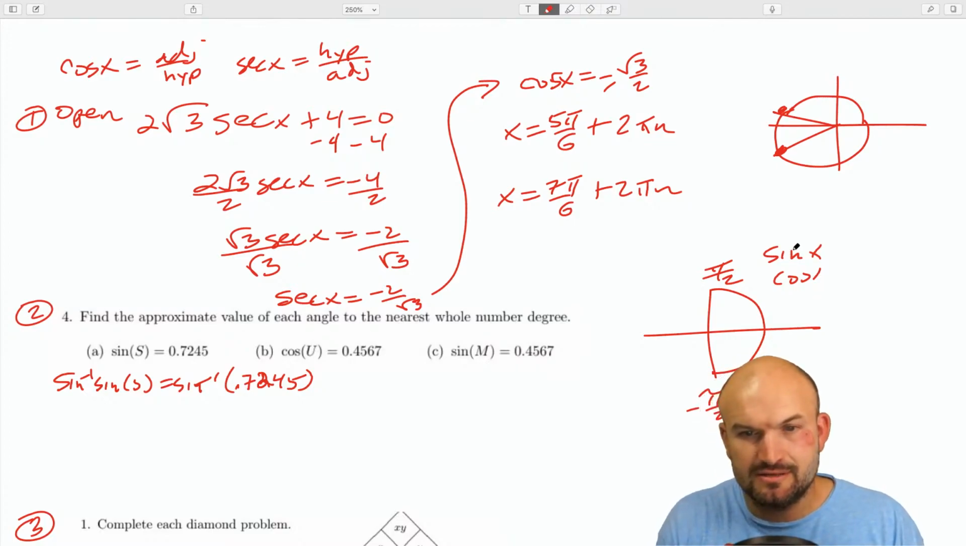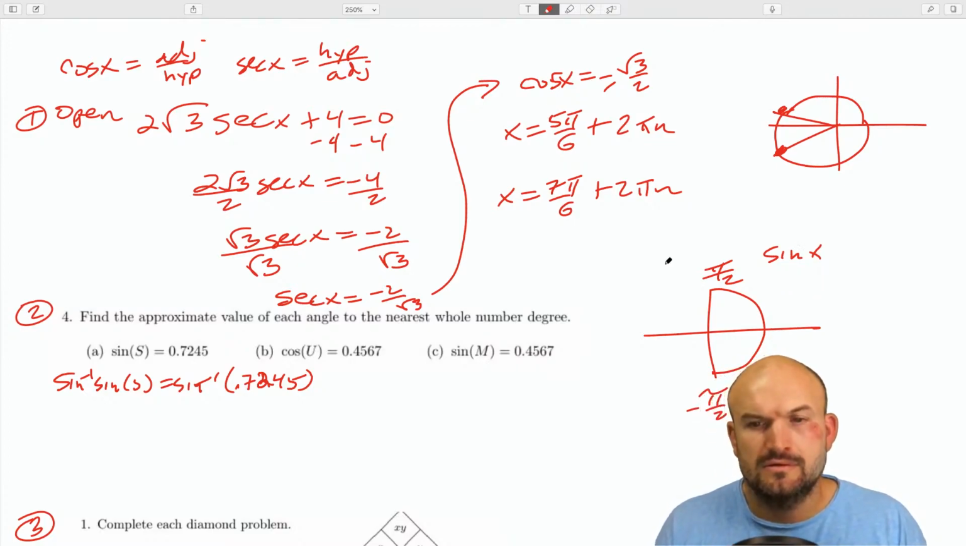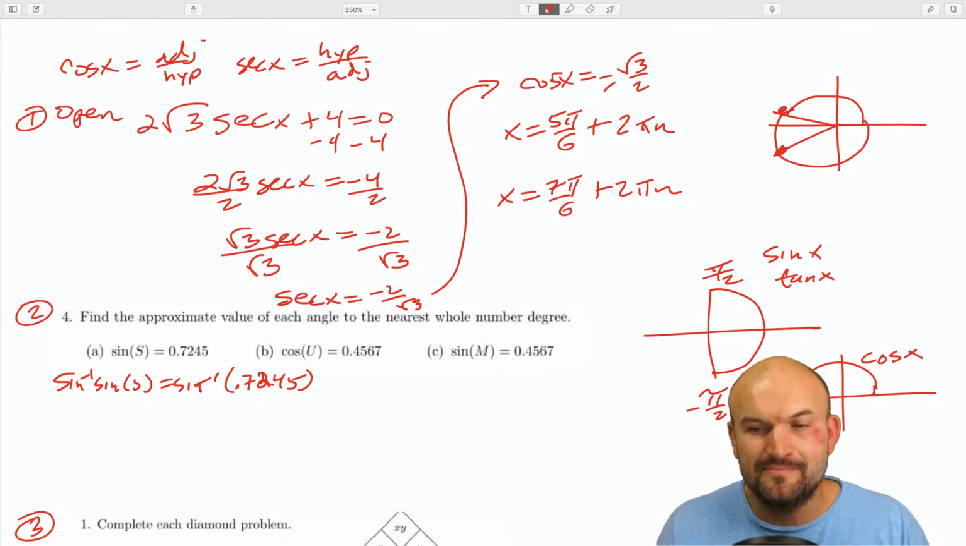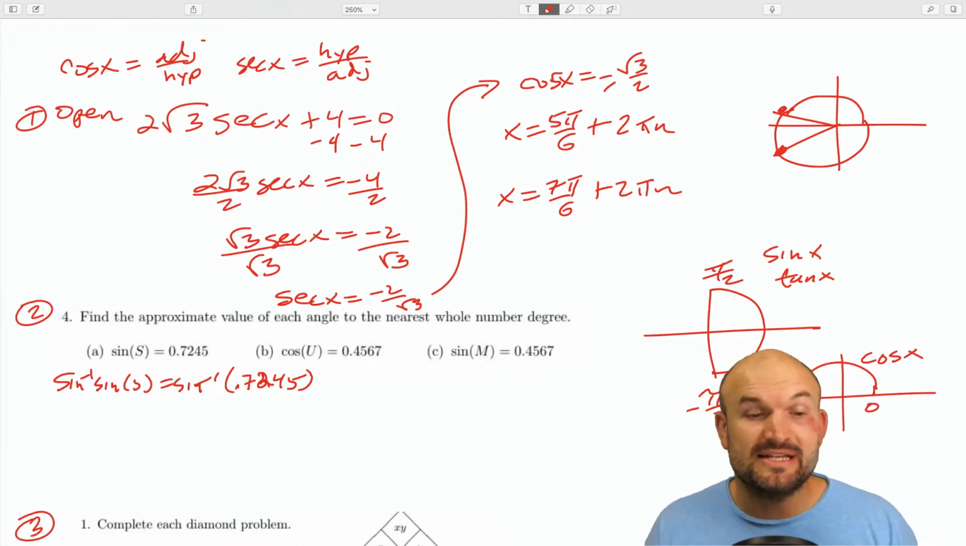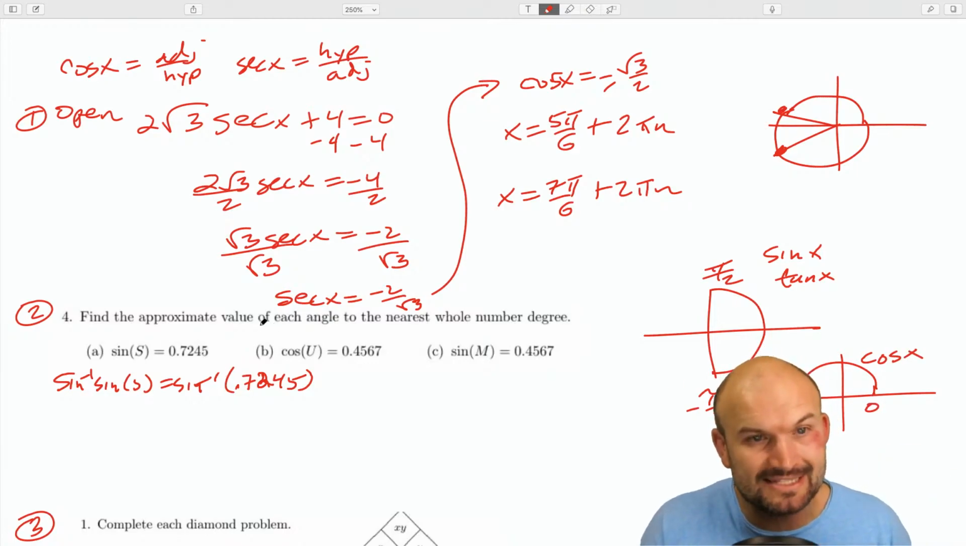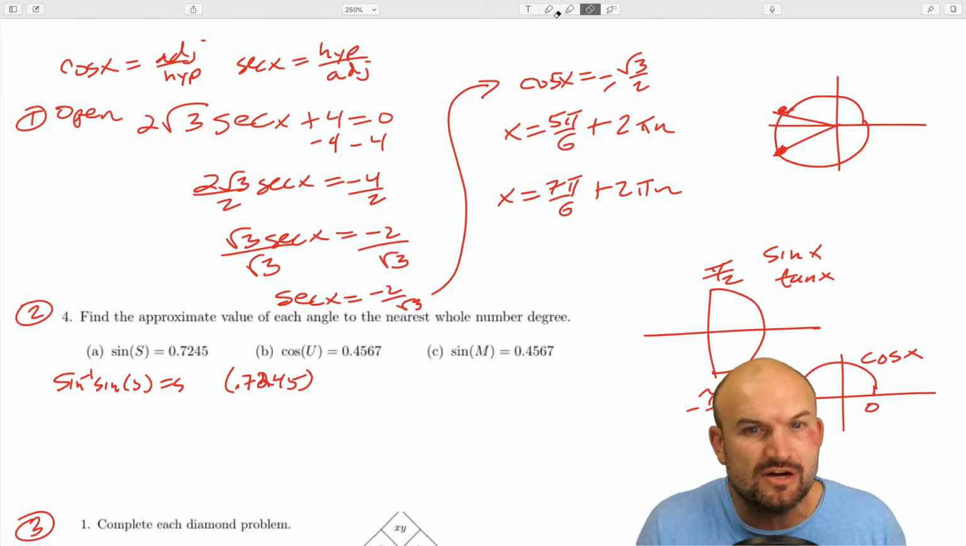And tangent of x. And then for cosine of x, it's between 0 and pi. Okay, so that means it's restricted. And again, the reason why we have that is because if we didn't, we would have multiple solutions, which is fine if you're trying to solve an equation.